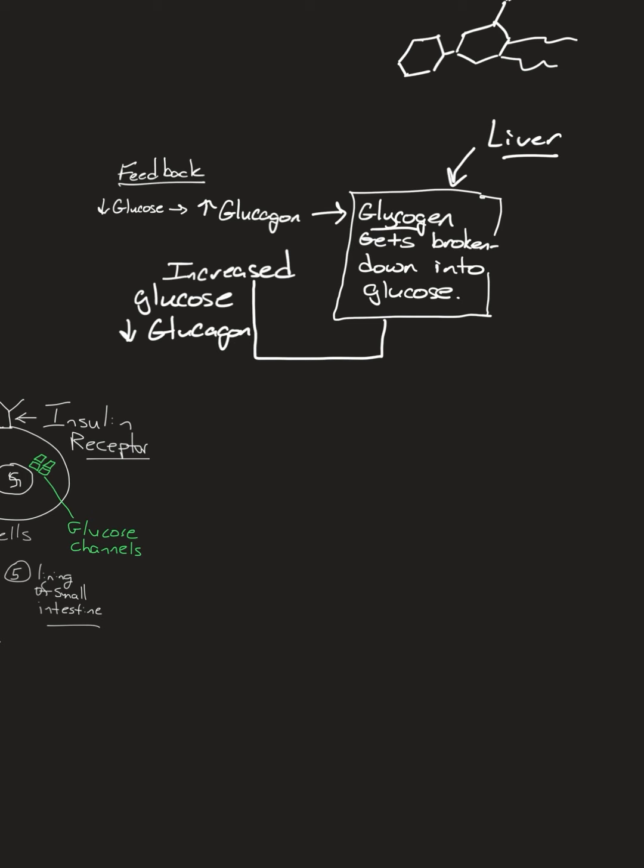That increased blood glucose then decreases glucagon. So the decrease in glucose increases glucagon, which then releases glucose, which increases glucose in the blood. Increased blood glucose decreases glucagon. So this is a kind of a flow chart that shows negative feedback.